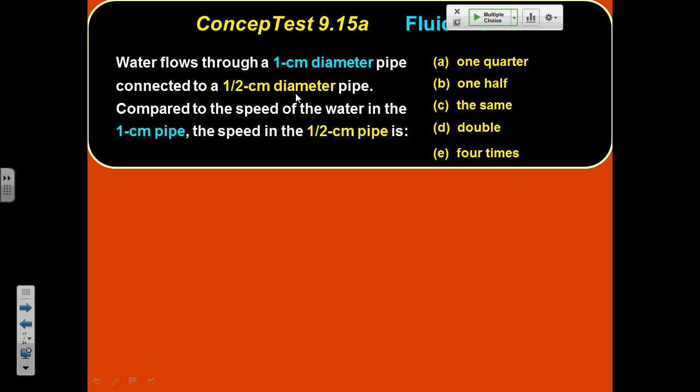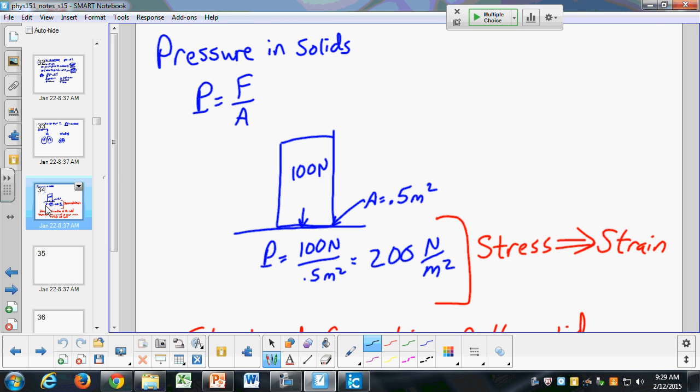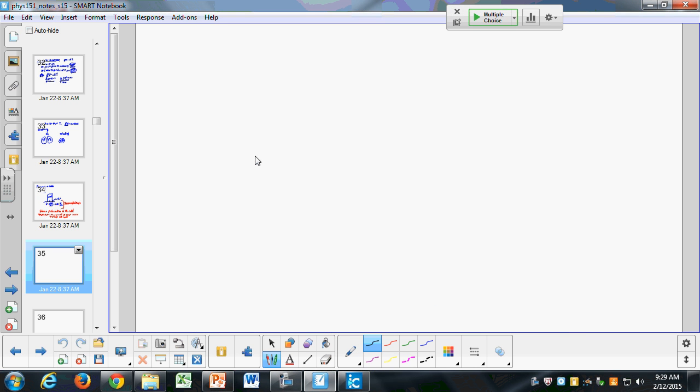We'll get to this. We're going to do fluid flow today. We might come back to these today. Let's see, where did we leave off? We were looking at pressure and solids and stress and strain. We're going to come back to stress and strain. We'll talk about it in relation to our bones and the breaking limits of our bones. But right now we're going to shift gears into fluids in motion.